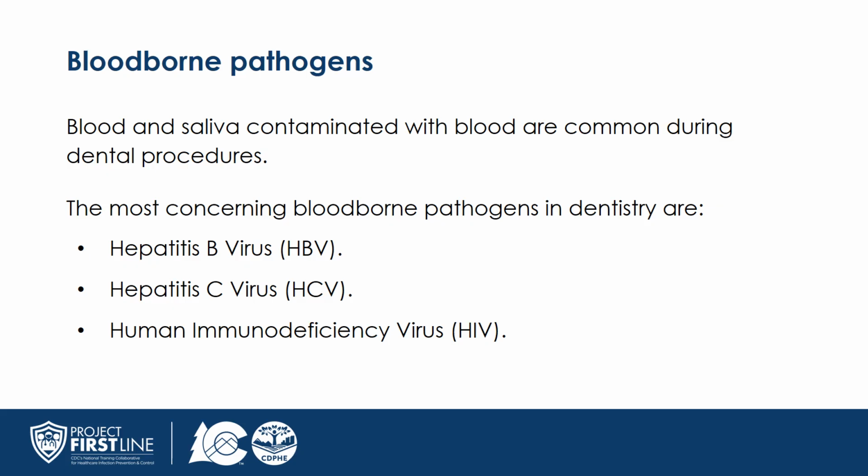So now we talked about oral flora and non-oral pathogens in the mouth. Now let's talk about the other type of germs that can be found in the mouth, which is blood-borne pathogens. Blood exposures are an important infection control concern in a dental setting because blood and saliva contaminated with blood are present during almost all dental procedures. The most concerning blood-borne pathogens in dentistry are hepatitis B virus, hepatitis C virus, and the HIV, or the human immunodeficiency virus.